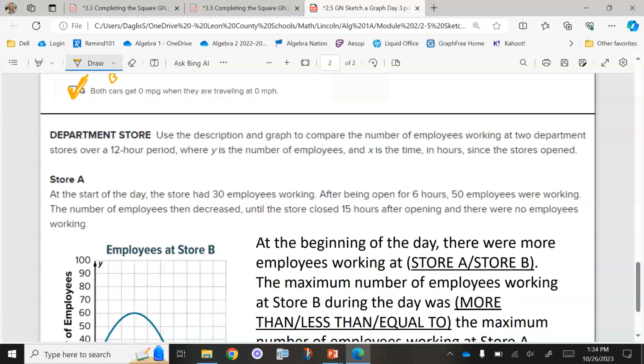All right, use the description and graph to compare the number of employees working at 2 department stores over a 12-hour period, where Y is the number of employees and X is the time in hours since the stores open. At the start of the day, the store had 30 employees working. After being open for 6 hours, 50 employees were working. The number of employees then decreased until the store closed 15 hours after opening, and there were no employees working.